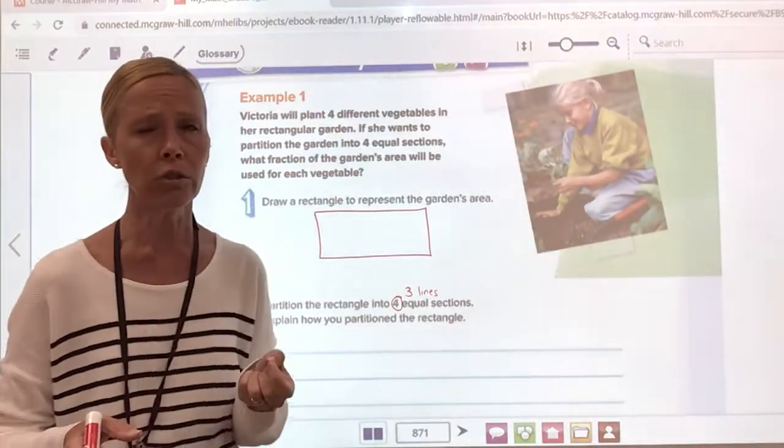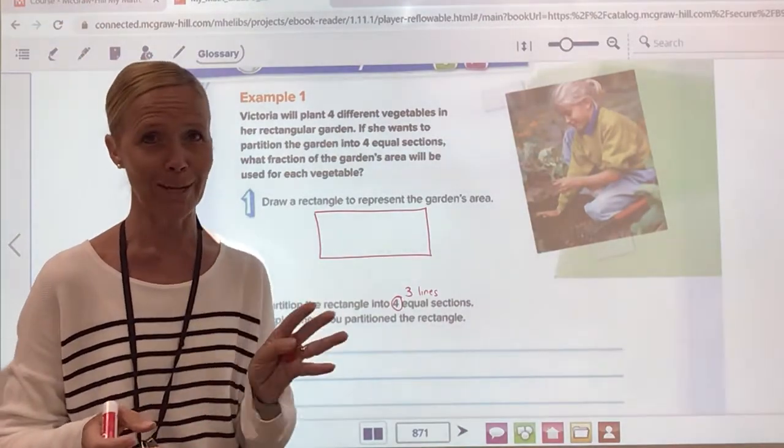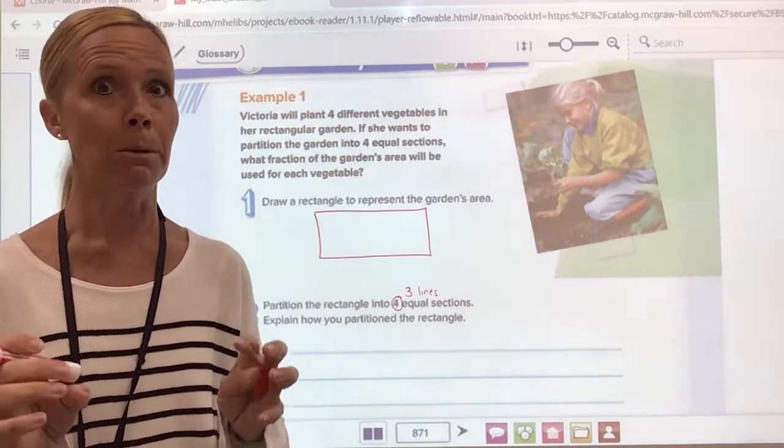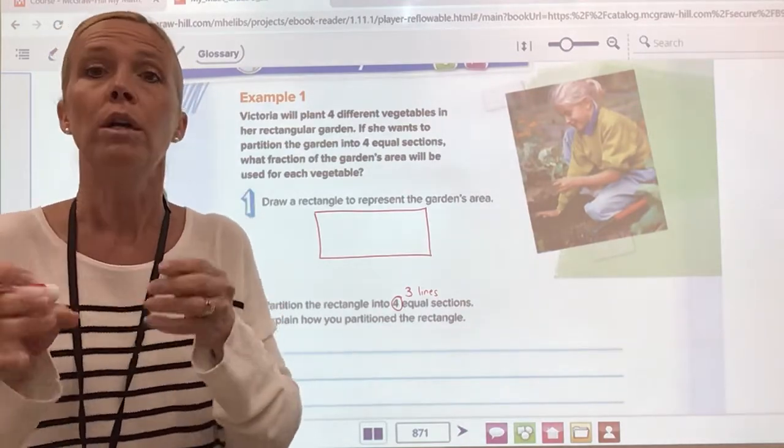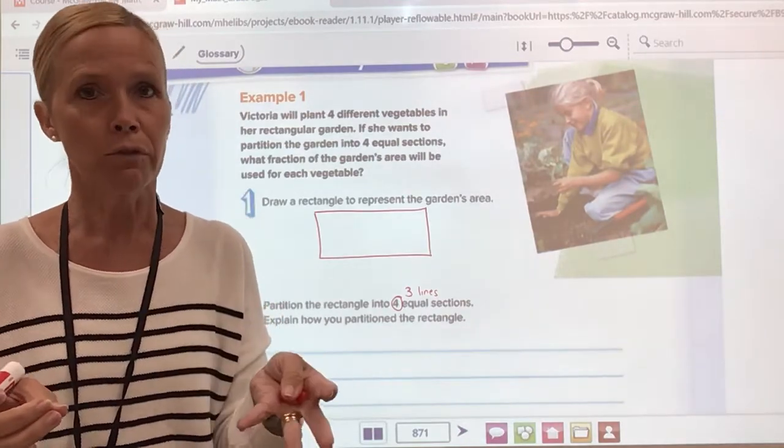So, I want to do the best I can. I always tell my class this. I'm not a machine. It's not going to be perfect. They're not going to be exactly equal, but at least try. I can tell if you've tried.